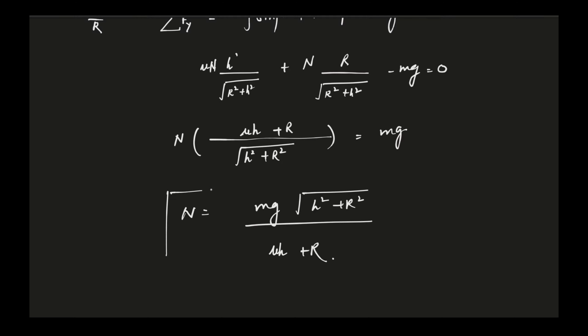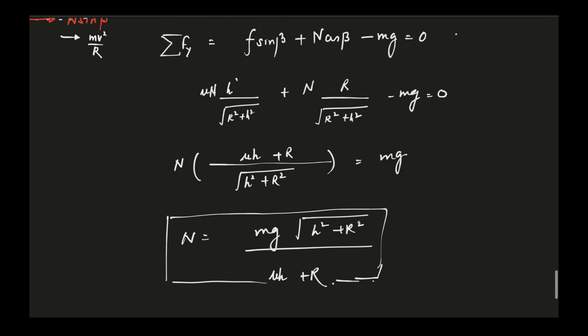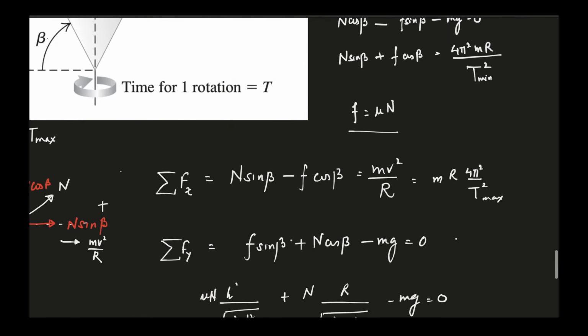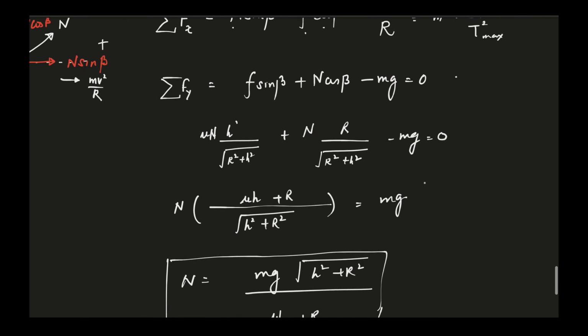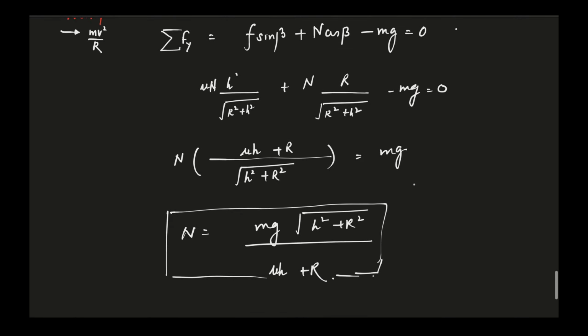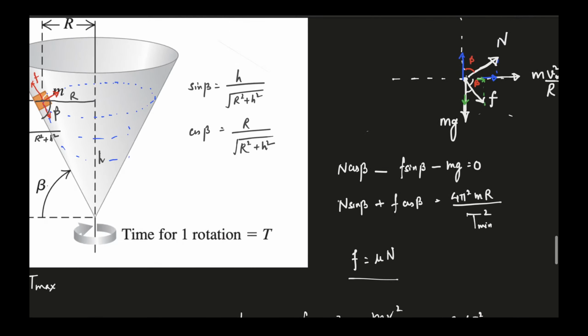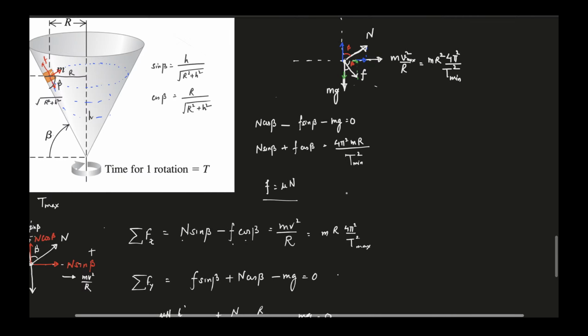This gives you n. In the second case, once you get n, then you can put n here. F is mu times n, with the n value from there, sine beta and cos beta, and equate it to this and get T max. So I suppose that's a very straightforward task. In fact, some algebra is there. So I hope you people can manage that. Okay.